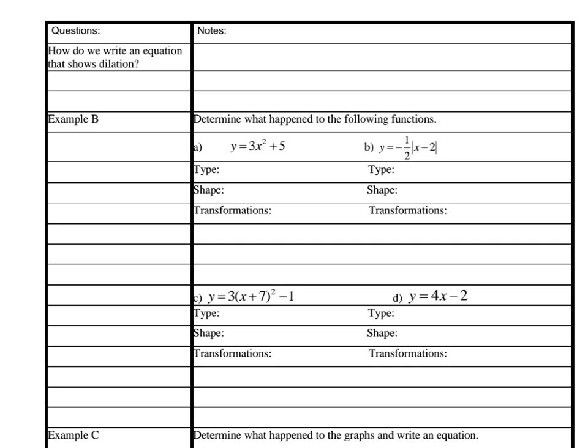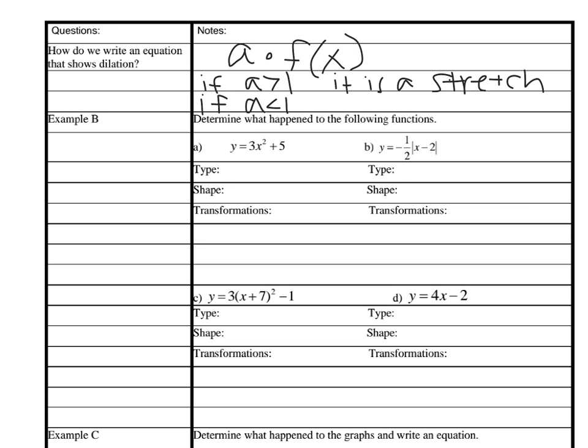How do we write an equation that shows dilation? Dilation is the stretch or the shrink that's happening to our graph. We can write that as a times whatever our function is. So the a value is whatever is out front of our equation. And if a is bigger than 1, it is a stretch. But if a is less than 1, it is a shrink.